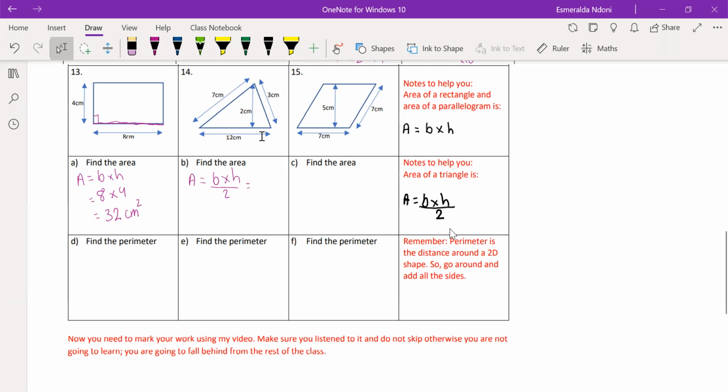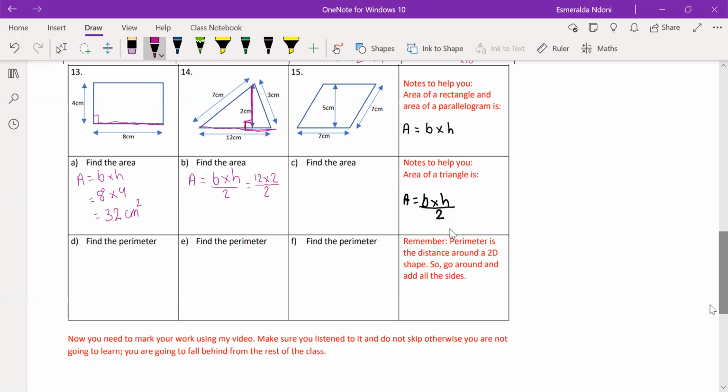However, the base is this one that's lying down. This is how we said it. The height is the one that meets the base at 90 degrees. It's the one that's standing up straight. So that is how and what you need to look for. All the other numbers we don't need for now. Okay, let's put the base in. That's 12 times height. That's 2 divided by 2.